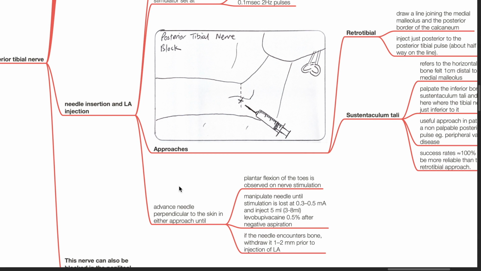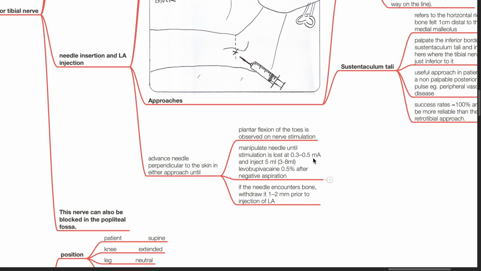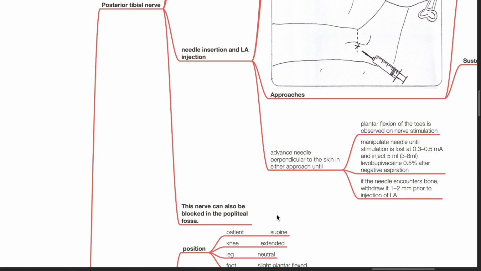Advance the needle perpendicular to the skin in either approach until plantar flexion of the toes is observed on nerve stimulation. Manipulate the needle until stimulation is lost at 0.3 to 0.5 mA and inject 5 ml of levobupivacaine 0.5% after negative aspiration. If the needle encounters bone, withdraw it 1 to 2 mm prior to injection of LA. This nerve can also be blocked in the popliteal fossa.